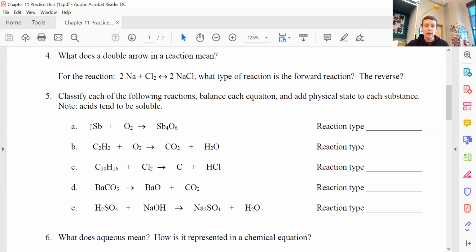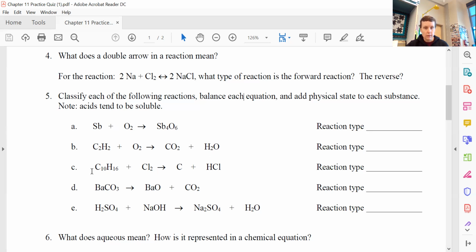Balancing, part A, you'd have a 4 in front of antimony, a 3 in front of oxygen, and nothing in front of antimony oxide because that would be an implied 1. For part B, 2, 5, 4, 2. So 4 in front of the CO2.